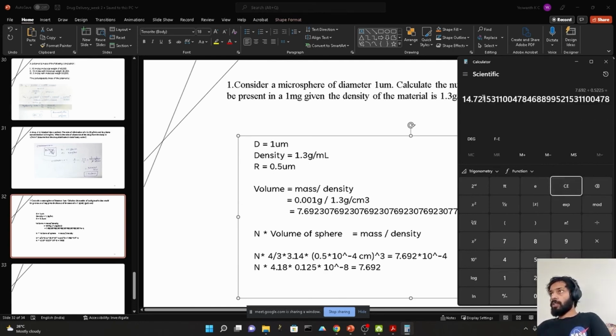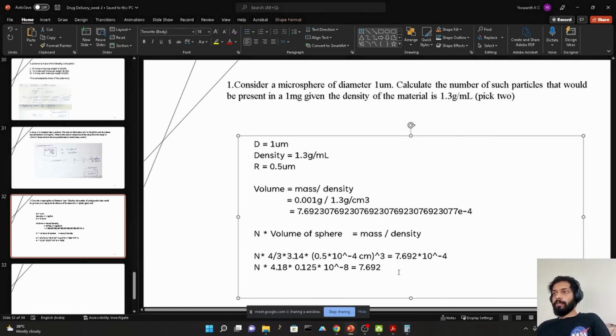That gives 14.72 something. So N is equal to 14.72 something into 10 to the power of 8 particles, or 1.472 into 10 to the power of 9 particles. Okay, what are the options?